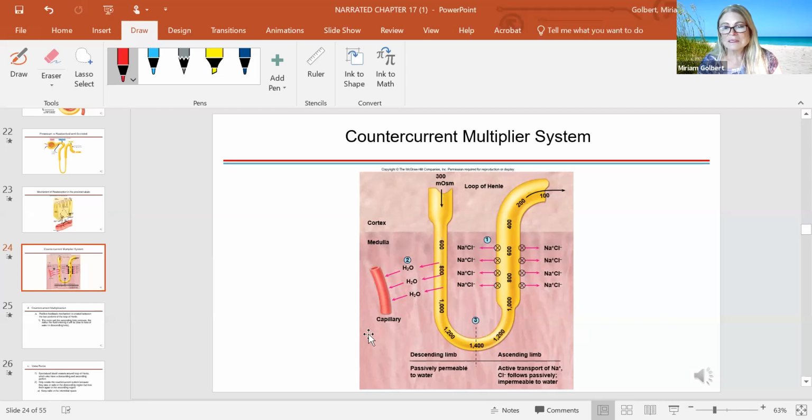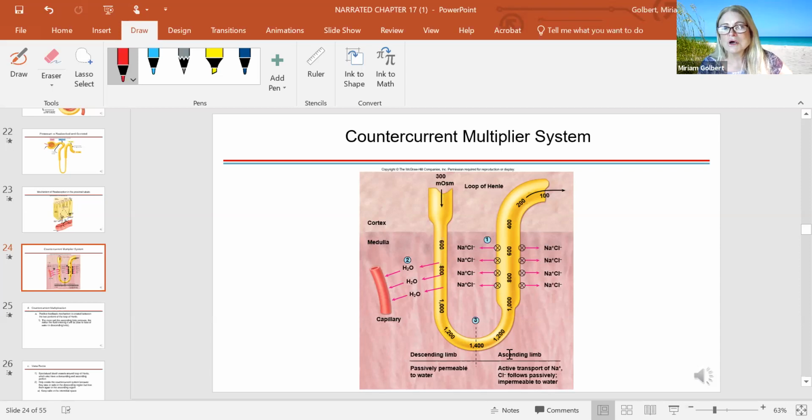The other thing that these two sides of the loop are different in is that the descending is permeable to water. So you see here the little arrows where the water is coming from the tubule into the medulla, right? Then when you go up on the ascending, here it is not permeable to water, but is permeable to salt. So we have two different permeabilities on each side of the loop. One is permeable to water on the descending. When we go ascending, it's permeable to salt.